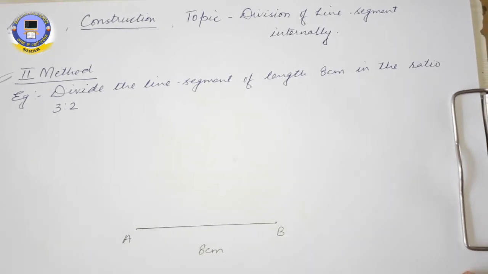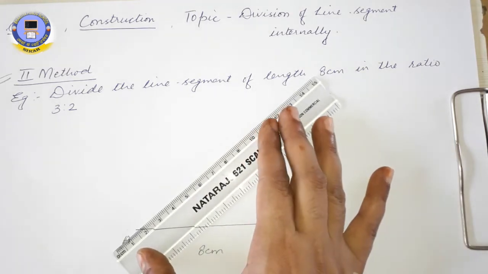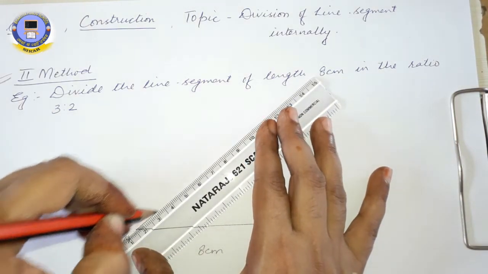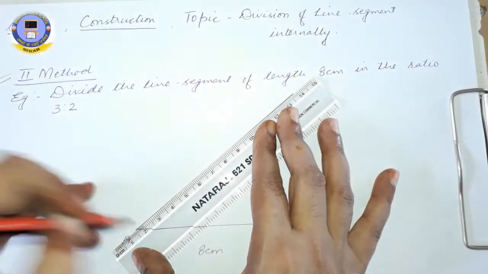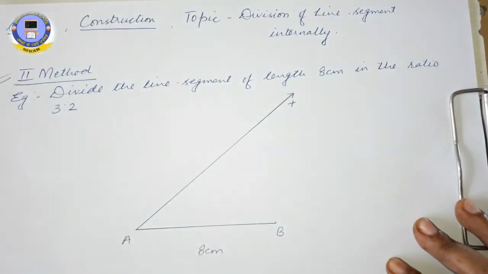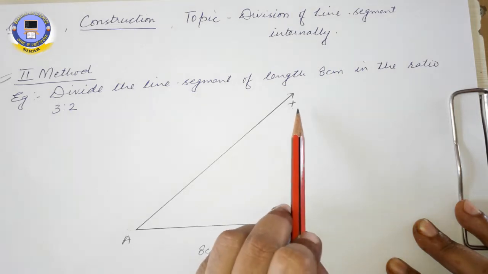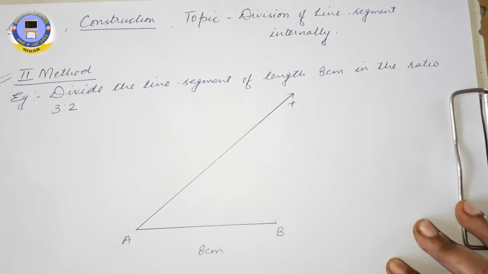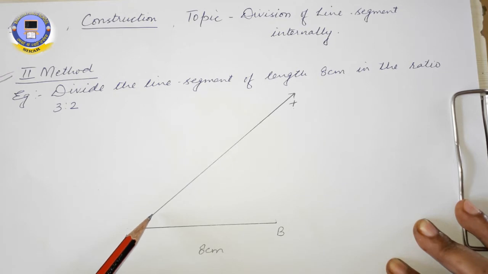Now in the next step we will draw a ray AX such that angle XAB is an acute angle. You have to draw this ray AX in such a manner that we get angle XAB as acute. Acute angle means less than 90 degree.